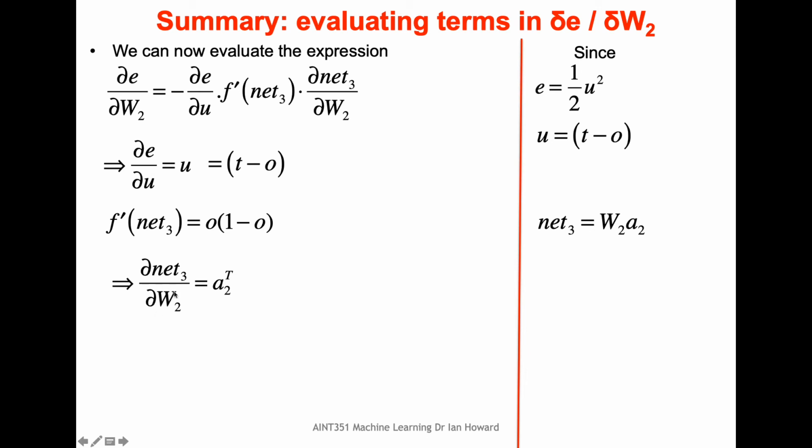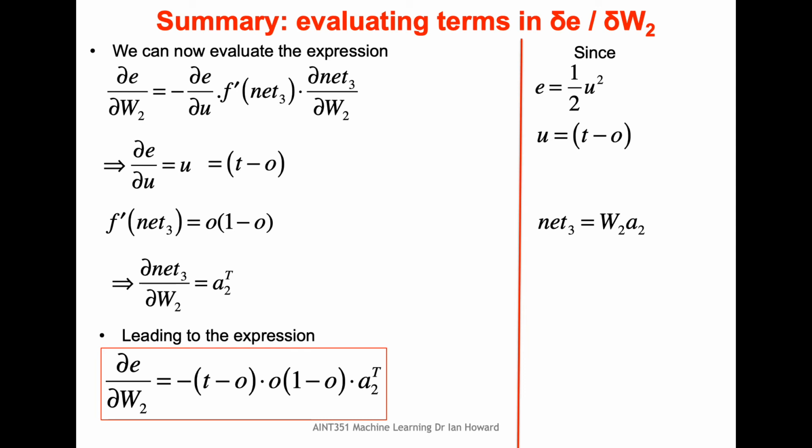If we stick all those together, so we just substitute all of these parts, this goes in here, this goes in here, this goes in here, we end up with the expression dE/dW2 equals minus target take away output, multiplied by output, multiplied by 1 minus output, multiplied by the transpose of the activation from the lower level coming in, which is A2 transpose.